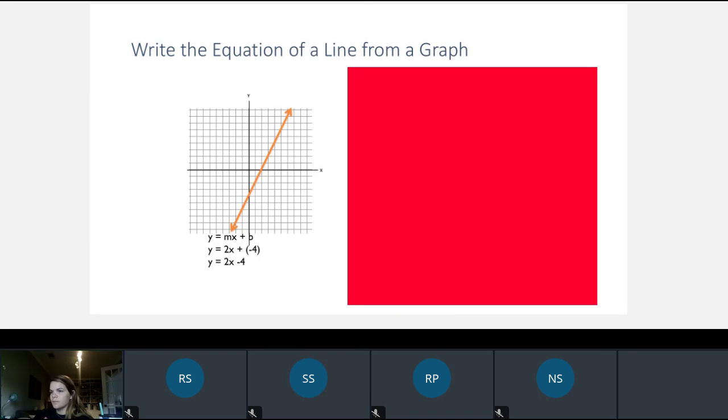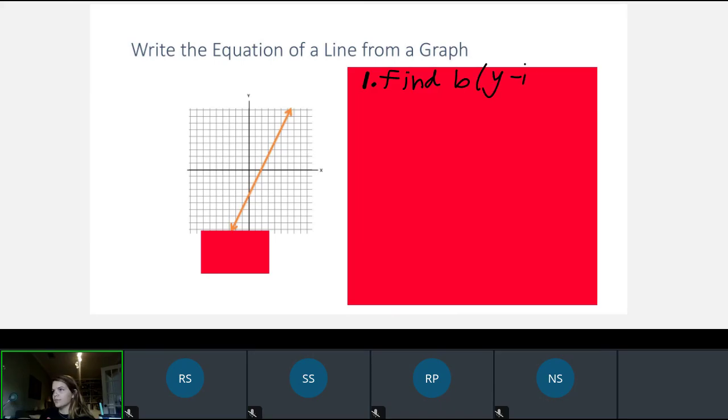Okay. So, first things first, step 1, you are going to find B, or your y-intercept. So B equals. My y-intercept is where we cross the y-axis. Very good, Micah. So that would be right down here. 1, 2, 3, 4. So B equals -4.